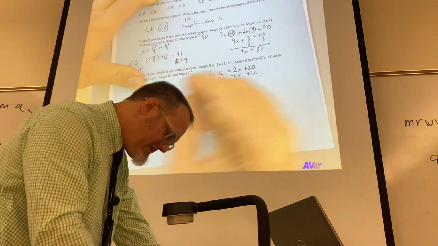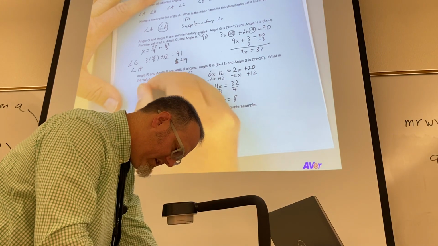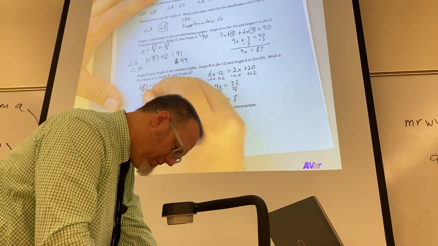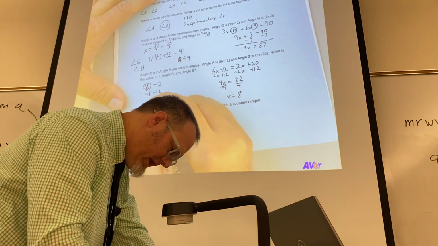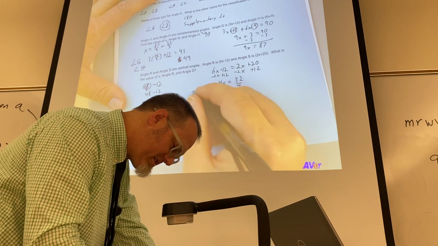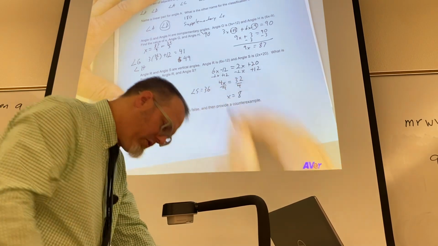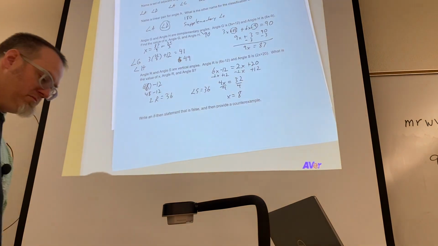If x is 8, 6 times 8 is 48, and 48 minus 12 is 36. So angle R is going to be 36, and I don't have to do the math on the other side. Angle S is a vertical angle. It has to be exactly the same. So angle S is also going to be 36.